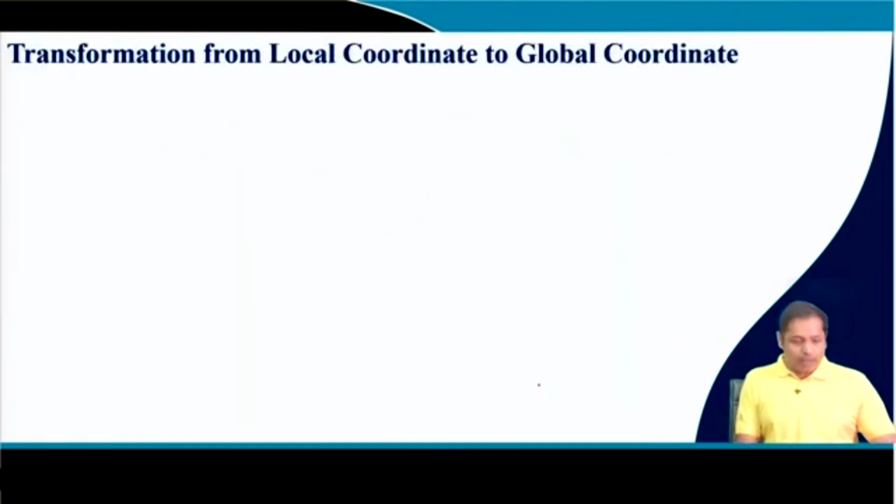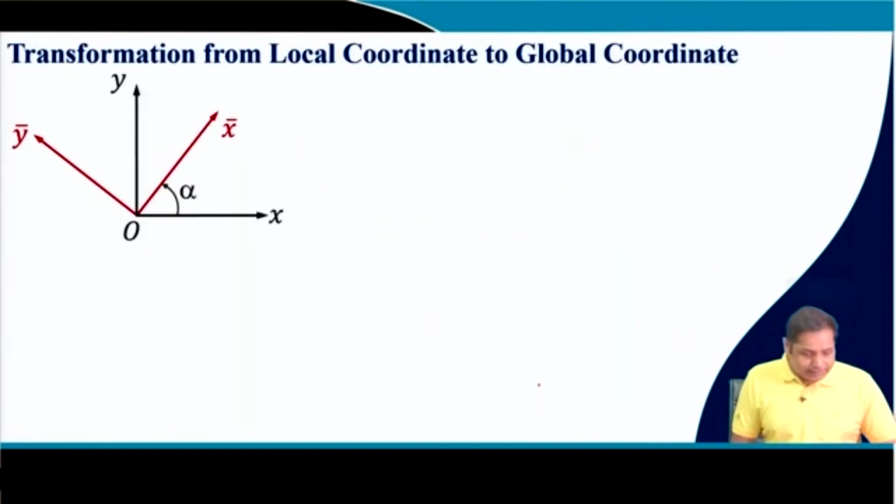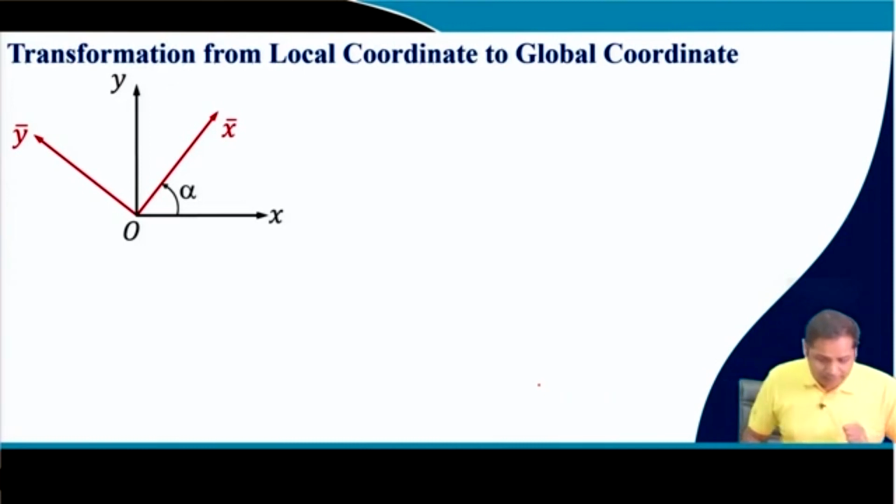So let us do that exercise. Let's take this x, y coordinate system, which, as per our notation, is the global coordinate system, and then we have the prime coordinate system, x bar and y bar. This is the local coordinate system, or element coordinate system, and suppose the angle between these two coordinate systems is alpha. And this alpha will be different for different members.